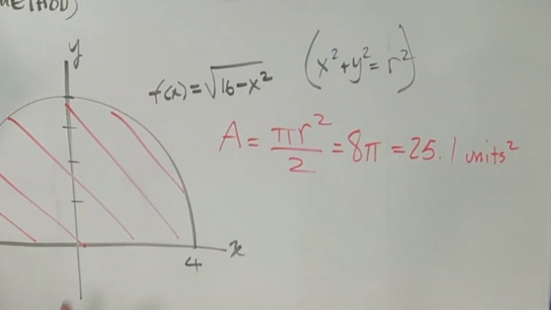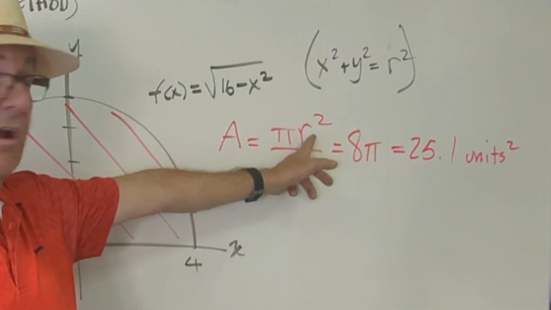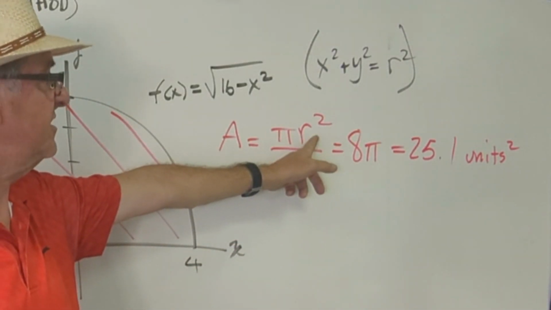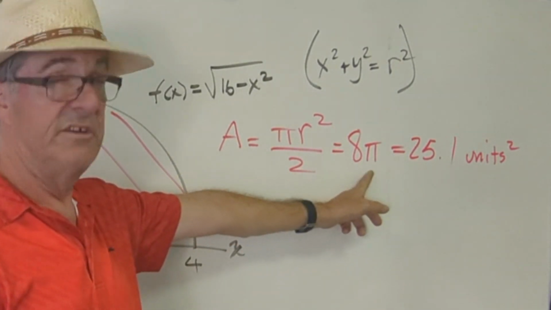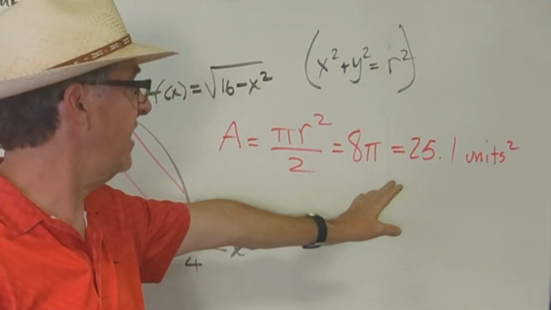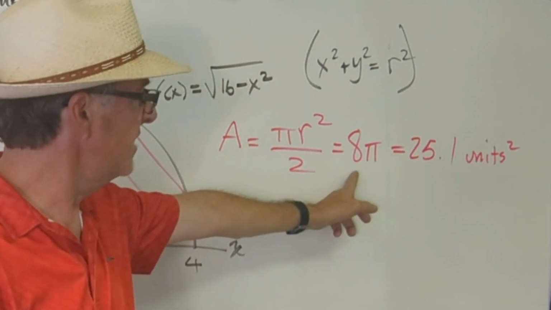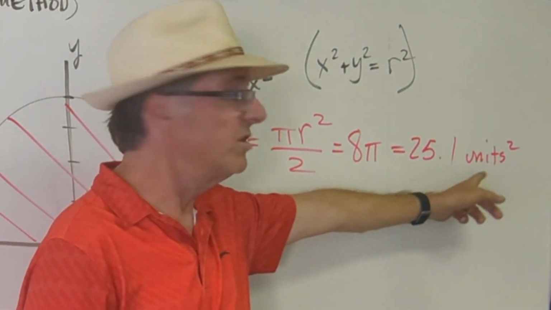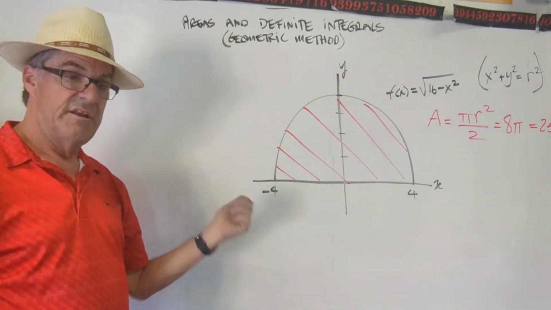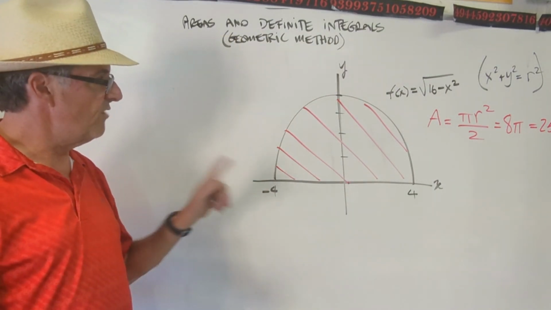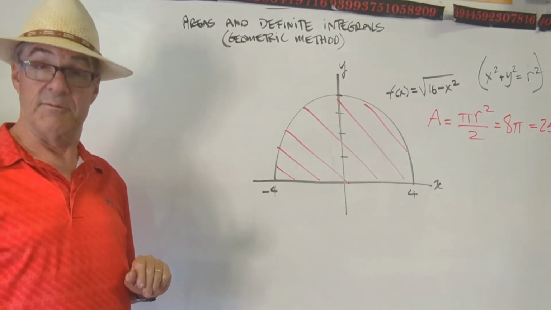Okay, so I just plugged in my 4 for r, squared that, got 16. So I have 16 pi over 2, which is 8 pi. So I like to leave my variables in as long as I can. So then I pull out my calculator and I do 8 times pi and I get 25.1 units squared. So that's the area of the shaded region. Now, I want you to pause the video and write this as an integral problem.